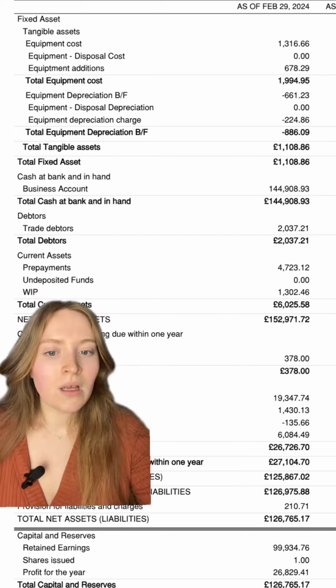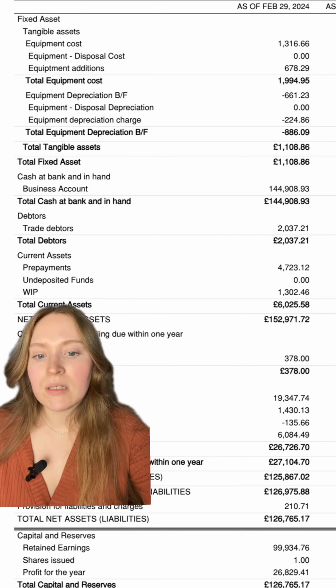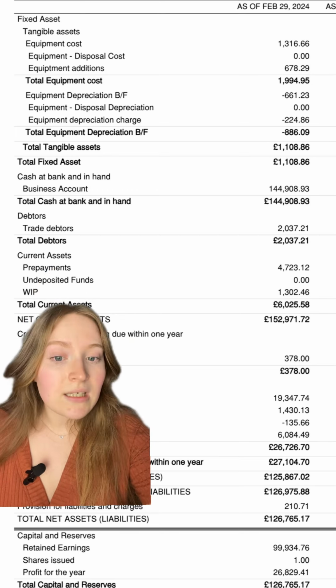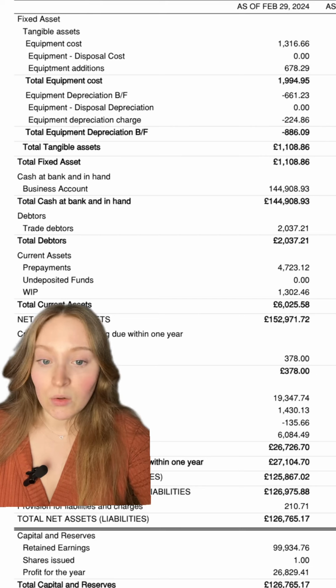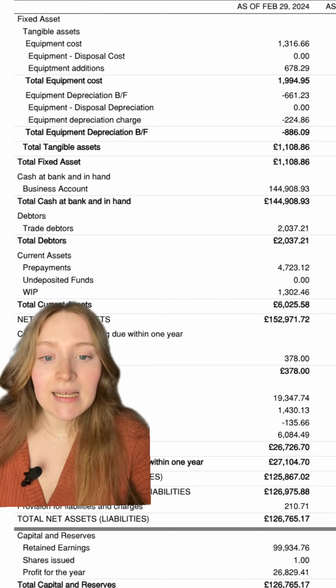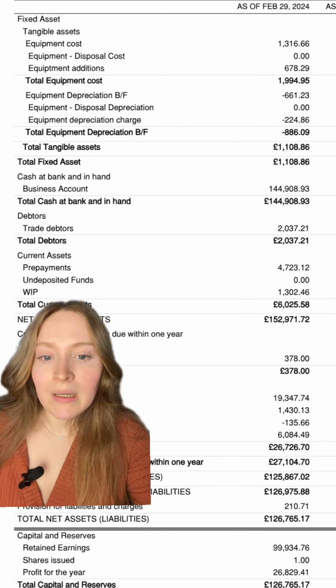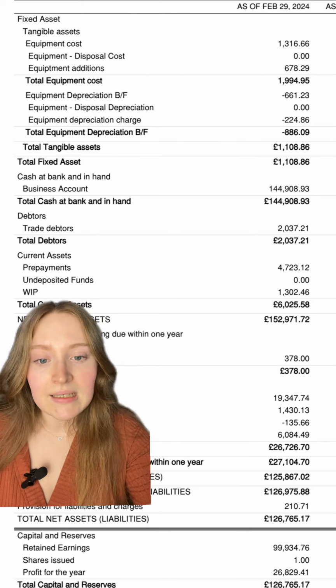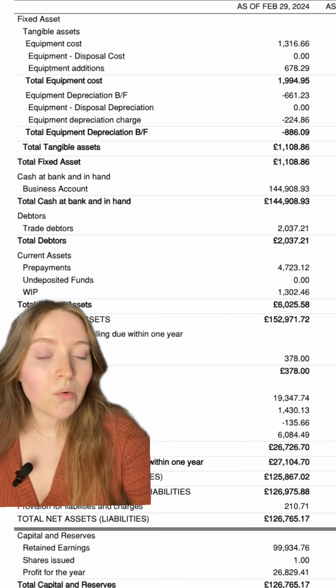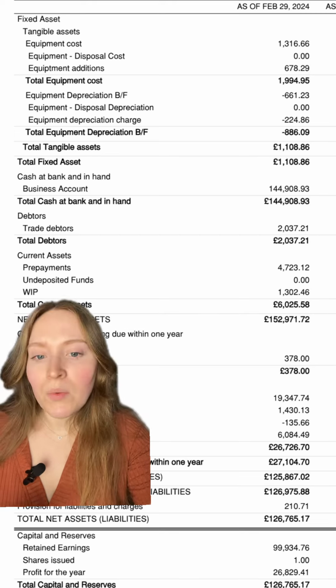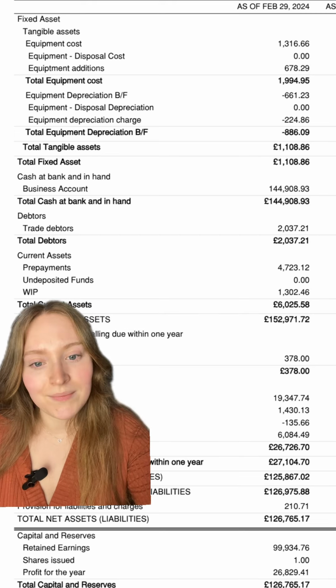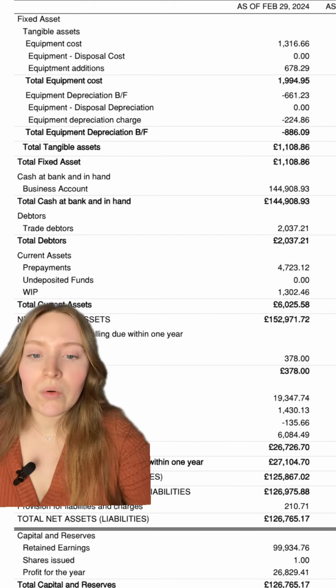The bottom section of your balance sheet focuses on capital and reserves, which essentially represents the funds invested in your business. One key figure here is retained earnings. This is the profit the company has accumulated from previous years that hasn't been taken as dividends. You'll also see the profit for the year, which is the bottom line from your profit and loss statement. Your total capital and reserves will equal the total net assets on your balance sheet.